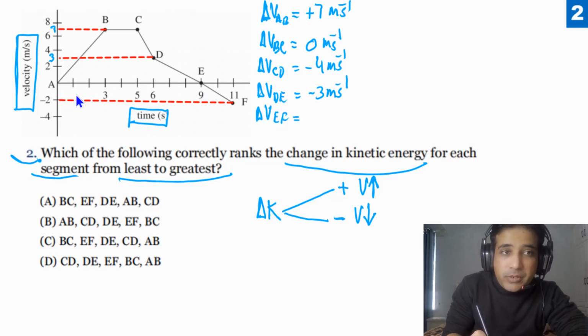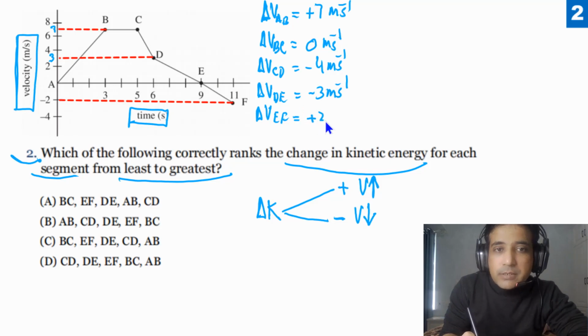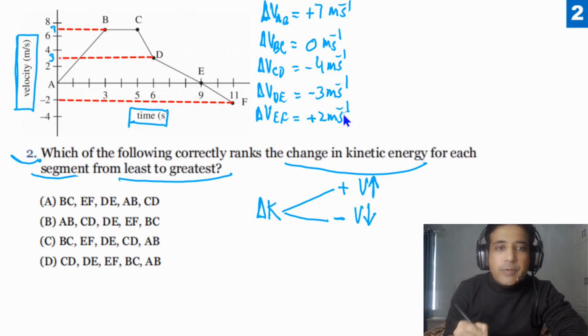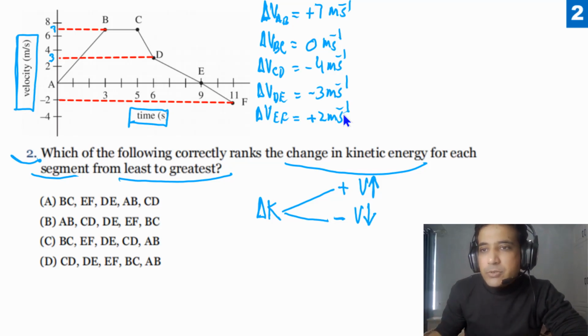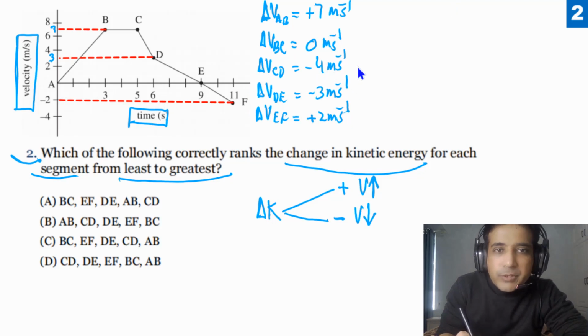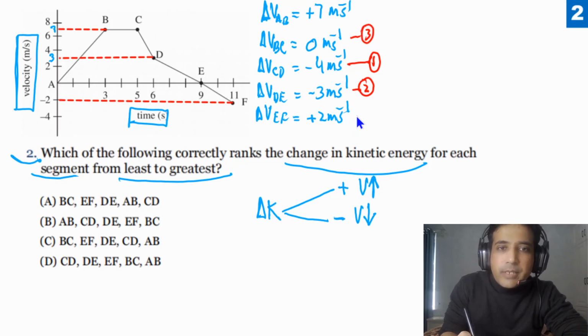The change in speed, it means speed is increasing. Speed increase from 0 to 2. So we can say this is plus 2 meters per second. Now we need to find out least. So which one is the least? So this one is the least. So we can say this one has to be first. This one is the least. And next one is this, and next one is this, and next one will be this one, and the last one is this one. So based on this one, we can find the answer.